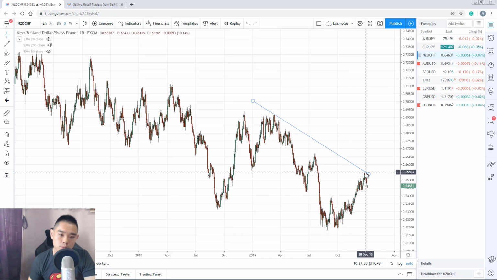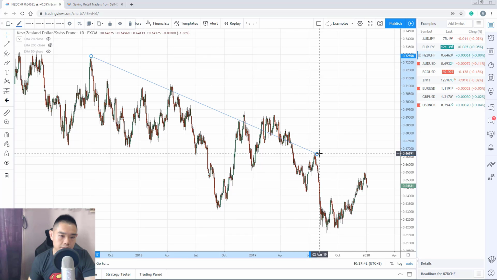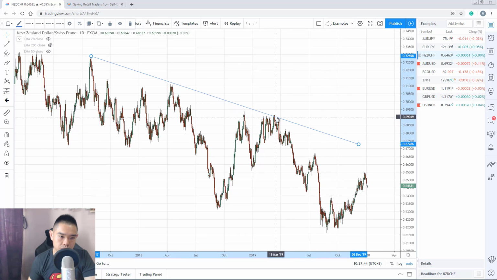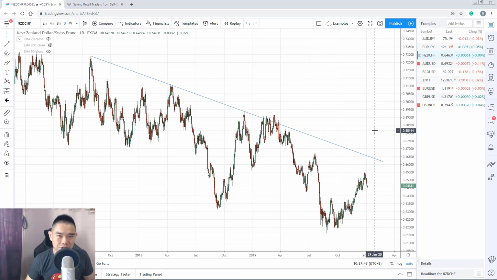But if I were to forego this most recent swing high, let's say I were to do it from this high instead, and I connect all the way back up here, and this high over here, and I project this down further, I could get more touches compared to the other approach that I just did earlier.